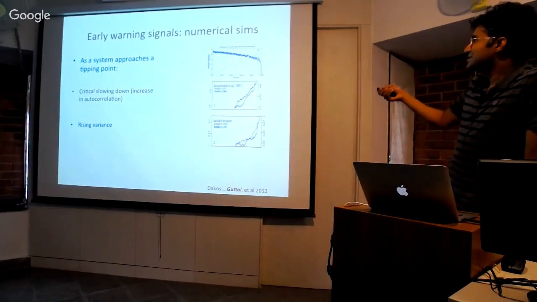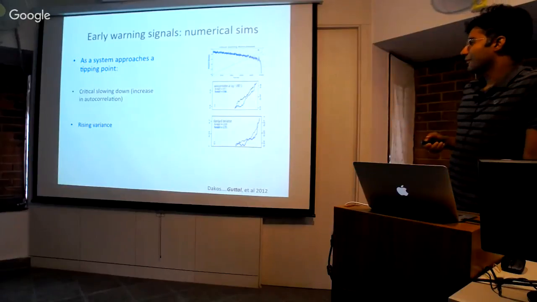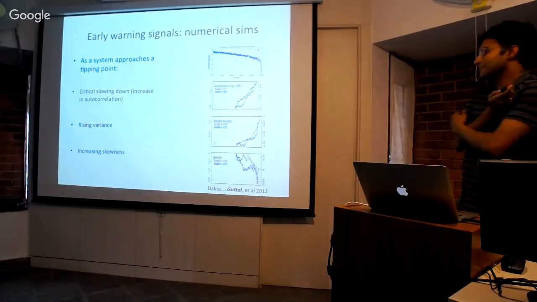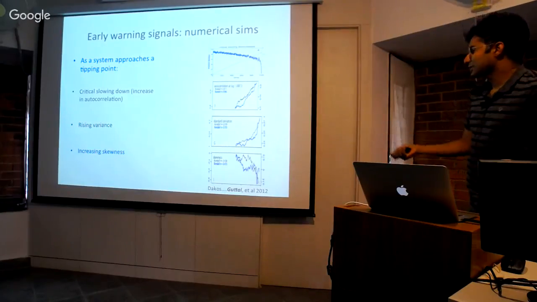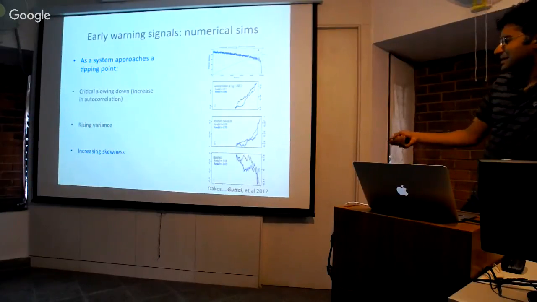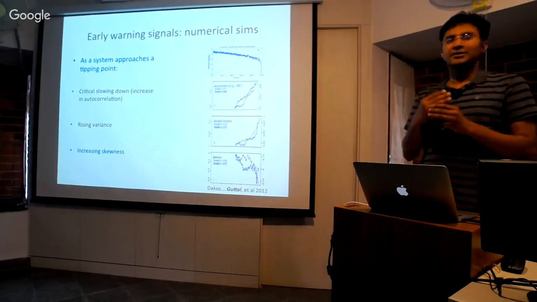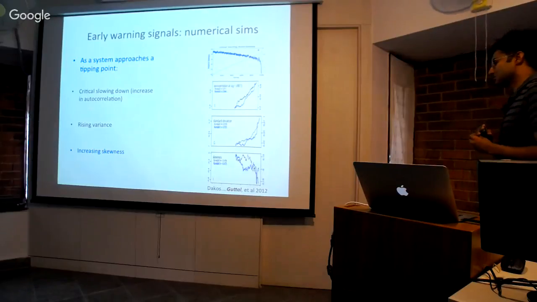Likewise, we find that the variance of this data increases fairly well, or the standard deviation increases before the transition happens. Likewise, skewness also increases. Of course, in this case it increases in the reverse direction, because skewness can be positive or negative depending on the direction in which the distribution is changing.